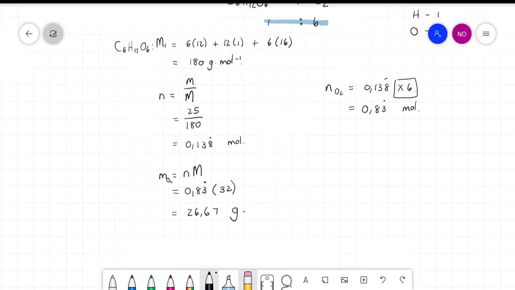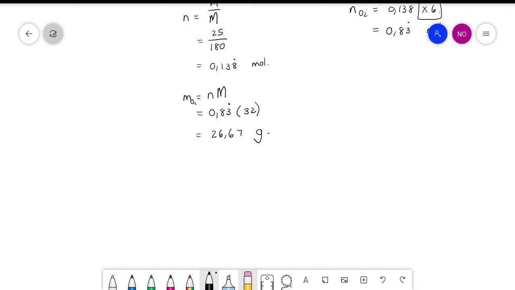Okay, so that was number 2. Number 3, I ask you calculate the volume of CO2 formed. If they don't say anything, remember, then you assume it's at standard temperature and pressure.